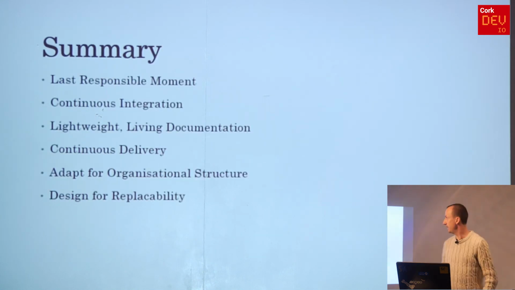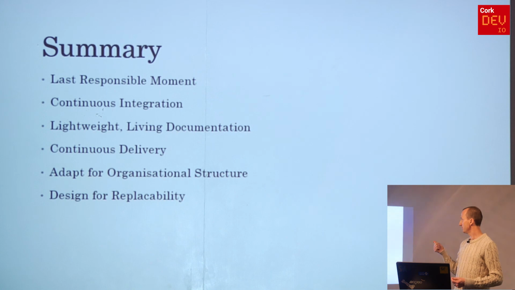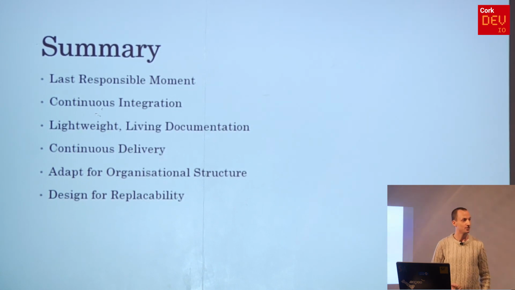Okay, so that's it. In summary, if as a team you want to have an evolutionary architecture: last responsible moment, continuous integration, some lightweight documentation, move towards continuous delivery, build around the way your organization is built, and always think about replaceability. That's it. Any questions? No?